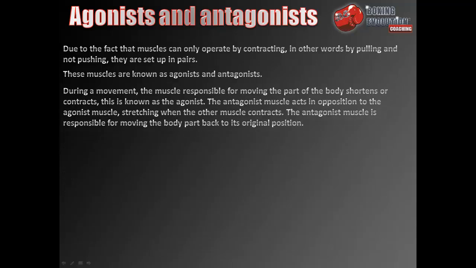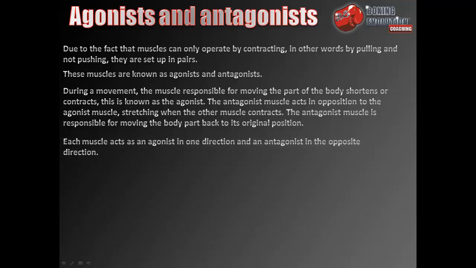During a movement, the muscle responsible for moving the body part shortens or contracts. This is known as the agonist. The antagonist muscle acts in opposition to the agonist muscle, stretching when the other muscle contracts. The antagonist muscle is responsible for moving the body part back to its original position. Each muscle acts as an agonist in one direction and the antagonist in the opposite direction.